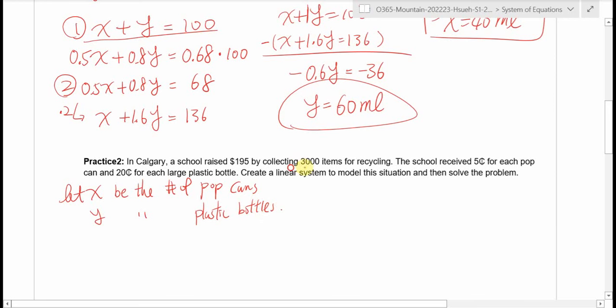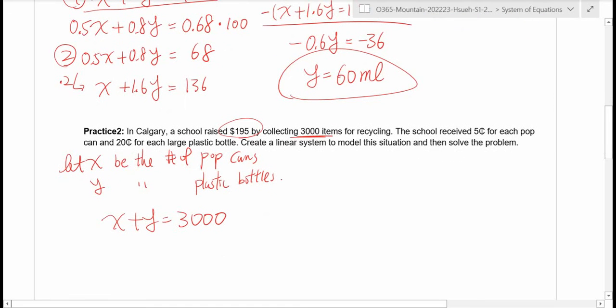Okay, now there are 3,000 items, so X plus Y equals 3,000. Now it says we raised $195. Well, each pop can is 5 cents, so 0.05 times X. Now be careful, this is in cents, this is in dollars. That's why I convert this into dollars, which is 0.05. So each one of them is 5 cents.